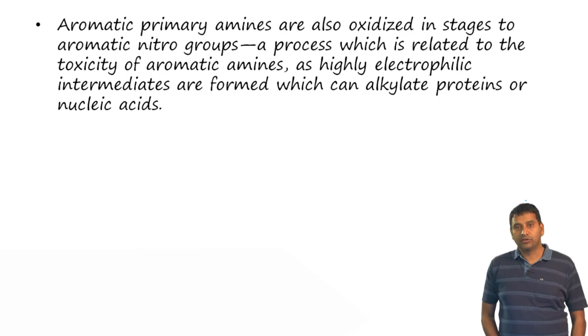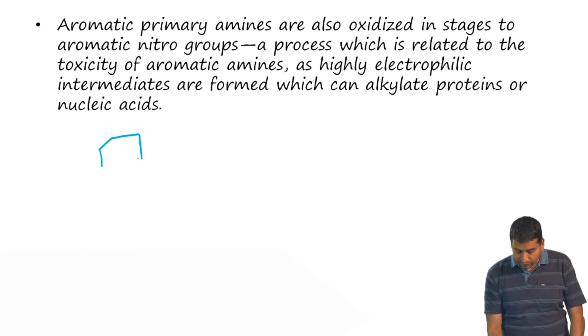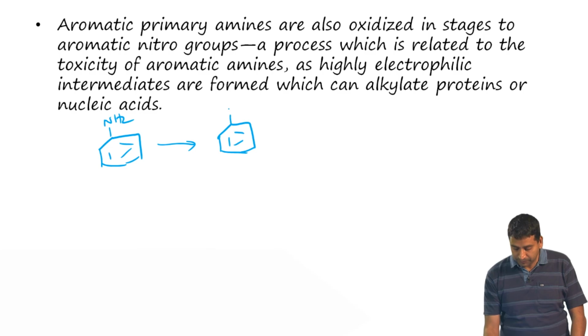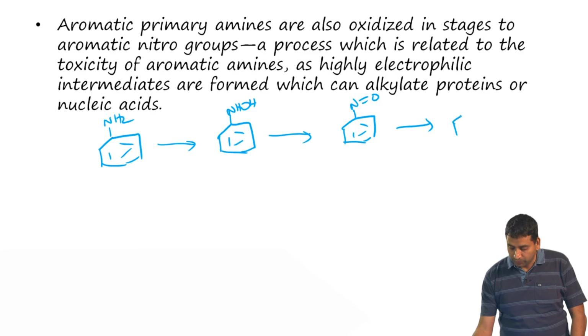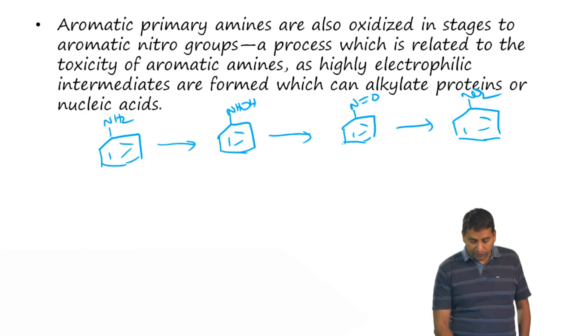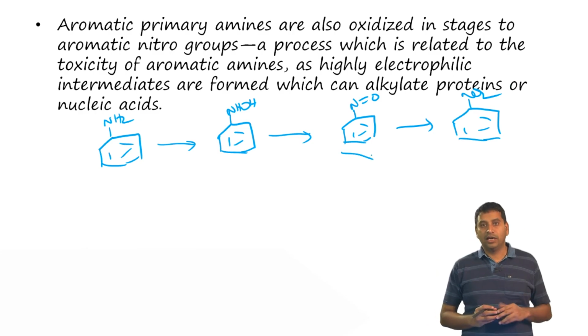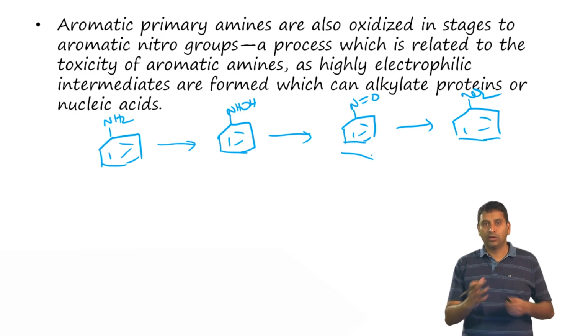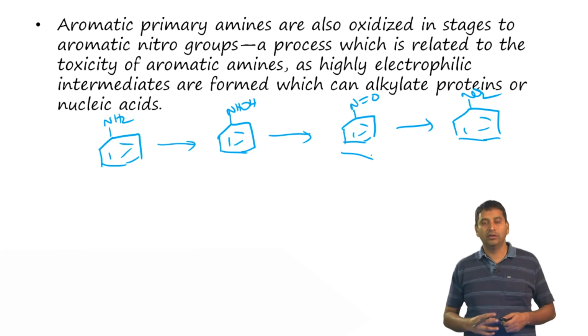Aromatic amines are also oxidized in stages, and so we will look at if you have an aromatic amine such as aniline, this can further get oxidized to form the hydroxylamine, NHOH, which can then give you correspondingly the nitroso group, which will then form finally the nitro group. Okay. So, some of these intermediates such as nitrosobenzene are actually quite electrophilic, and they can alkylate proteins or nucleic acids. So, anilines are something that can be potentially quite toxic to incorporate in a drug.